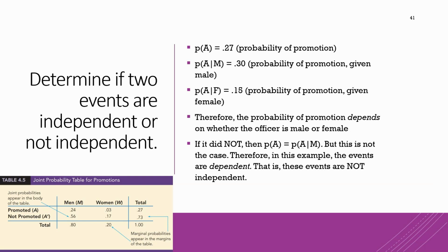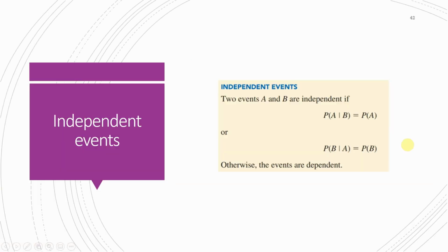There's actually an equation for determining whether or not events are independent. They are independent if the probability of A given B equals the probability of A. And that makes sense, because if you have a probability of something and then you ask, what's the probability of A given something else? Well, it shouldn't change. They should be the same. So this is where this equation comes from, and it's just what we observed.